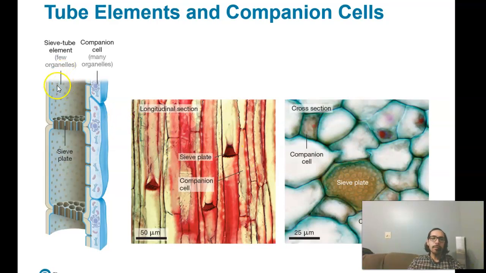Okay, so here are the sieve tube elements. Okay, we have the sieve plate, and then we have the companion cells adjacent to the sieve tube elements.